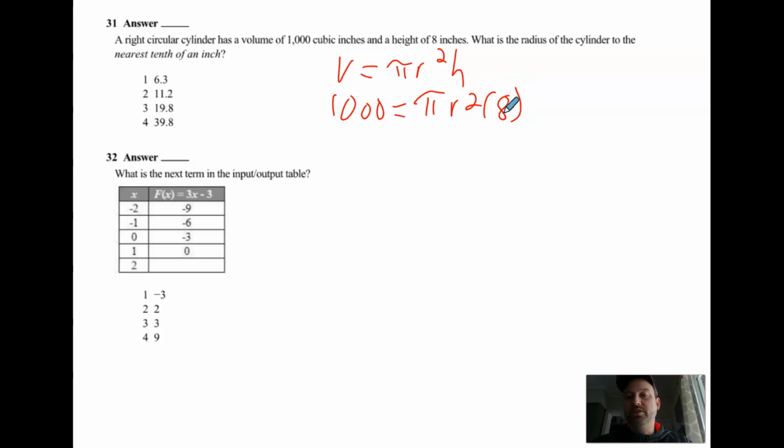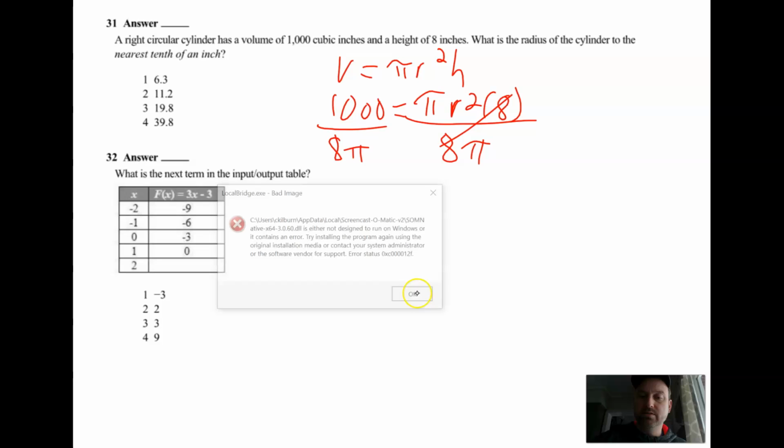The first thing you could do, I want to get r by itself. We didn't really talk a lot about square roots, but hopefully when you get to the end of this, if you didn't get this one right, I'm not surprised, but it's also a good little challenge for you. First thing I want to do is divide both sides by 8 pi. So the 8's cancel.